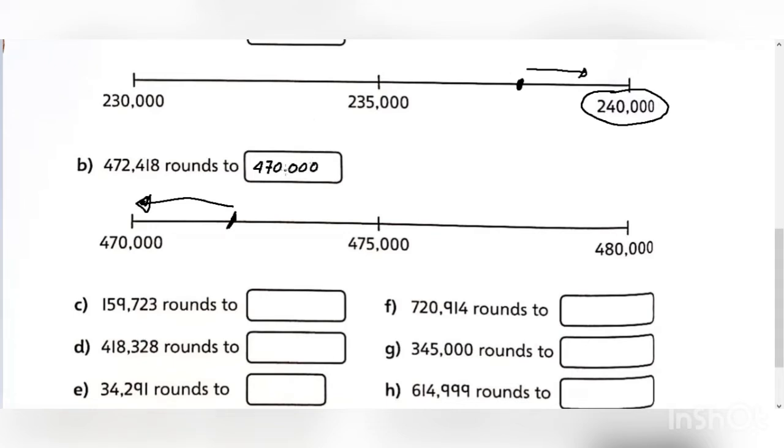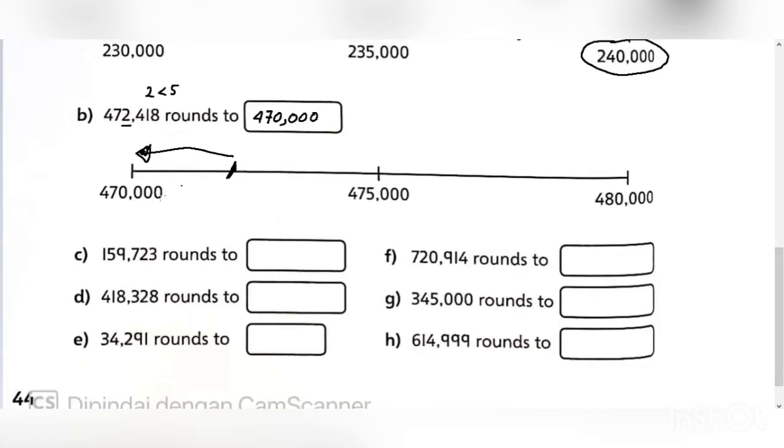470,000. If we use the number, we can see the 2. 2 is smaller than 5. That's why we just need to round it to 7. Okay, the next one. We also see the 1,000. So 9 is greater than 5. So we round it up. The answer is 160,000.